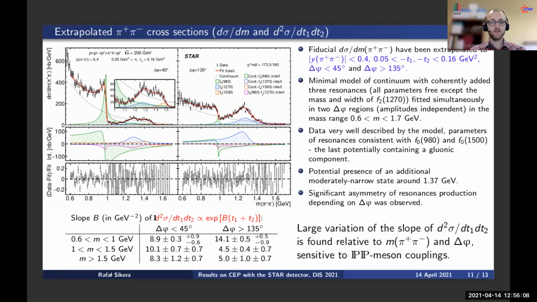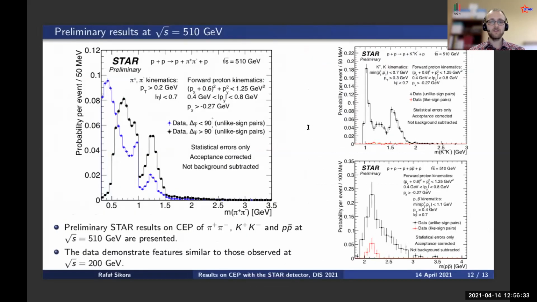Also, we have fitted a double differential cross section as a function of the Mandelstam t's with exponential functions to extract the slope b, which should help to constrain the parameters, for example, of the Pomeron-meson couplings. But the interpretation should be left to theory developers. And maybe some teaser: we also have results from 510 and 10 GeV to come.